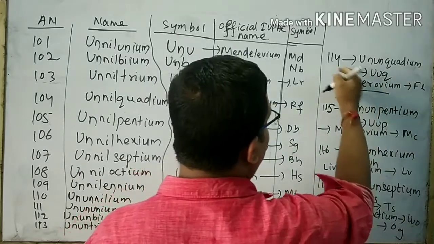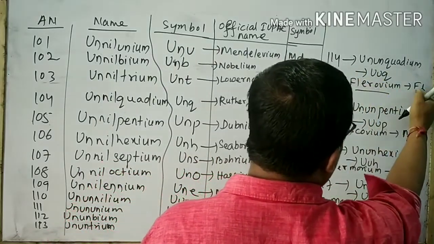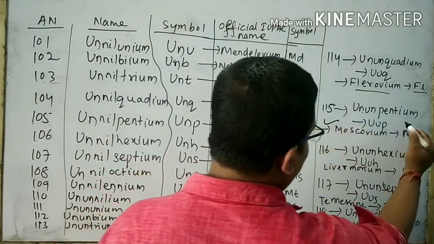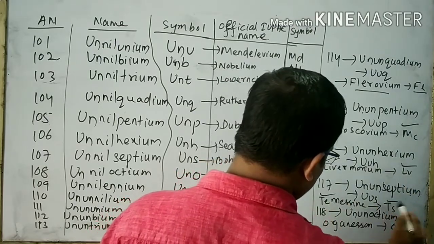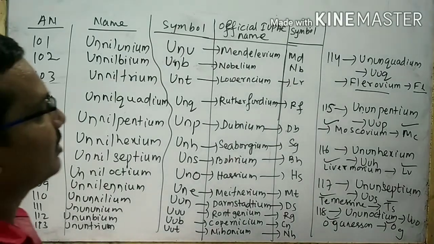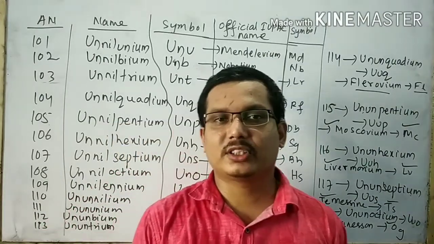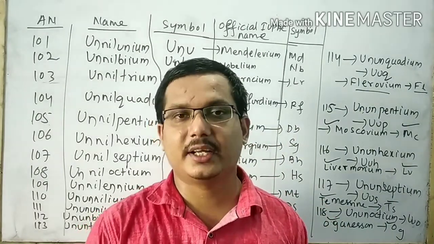This is the IUPAC name of the element having atomic number 114, and it also has a symbol, that is Fl. All have IUPAC names and symbols. These are the IUPAC names and symbols. Look at that. This is all about the nomenclature of the elements which have atomic number more than 100. This is all about your chapter, classification of elements and periodicity in properties.